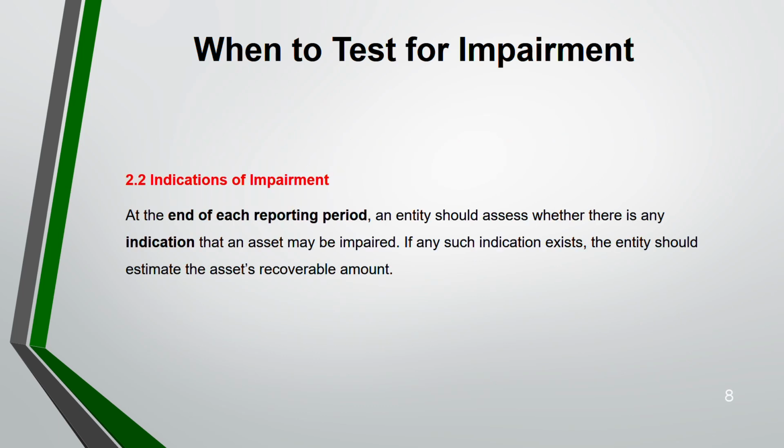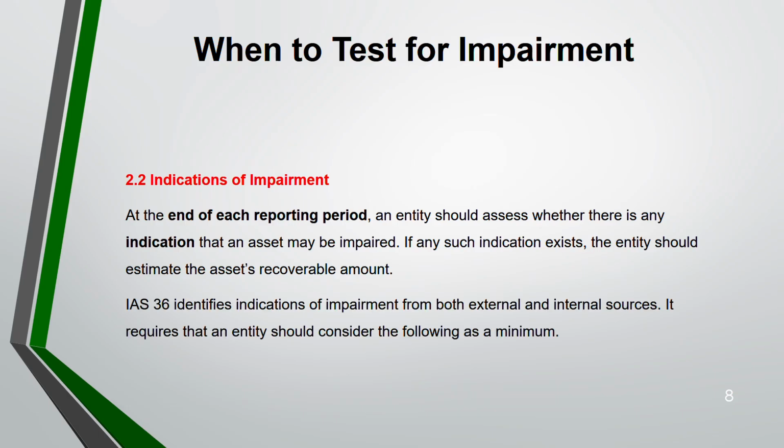So, indications of impairment. At the end of each reporting period, you have to assess whether there is an indication that your asset could be impaired. And if an indication exists, your entity should estimate the asset's recoverable amount. But what if the indication does not exist? That means it's good, your asset is not impaired, so you don't have to do anything. IAS 36 is giving you 2 types of indicators which say your asset might be impaired. One is your external source of information, the other one is your internal source.